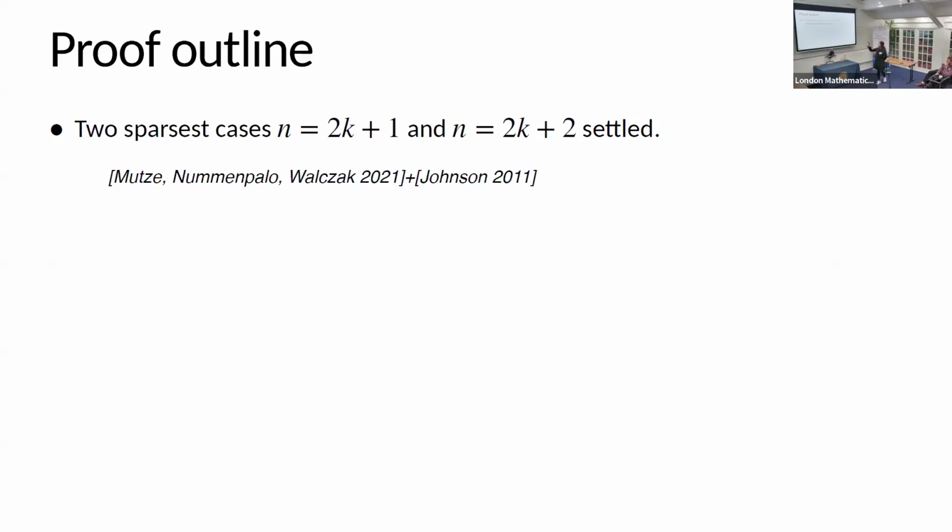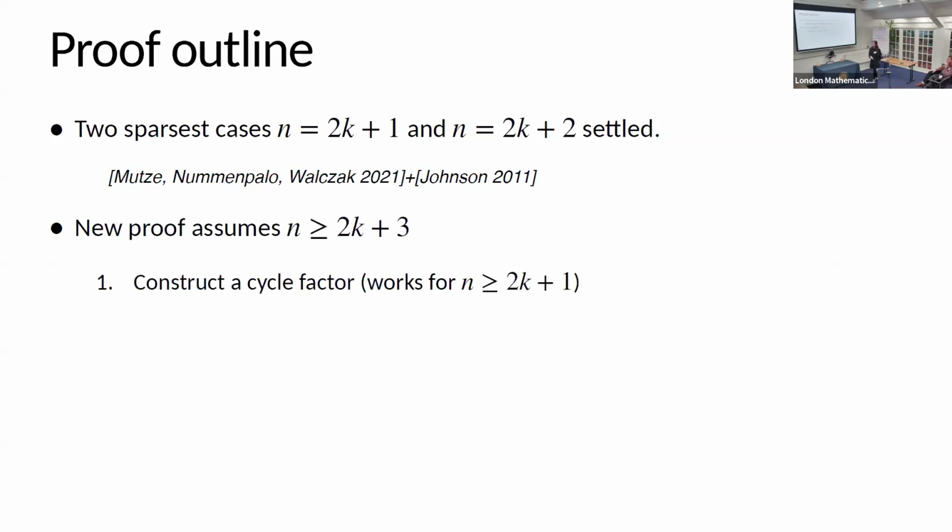So we saw that the sparsest cases, when n equals 2k plus 1 and n equals 2k plus 2, were already settled before this result. Yeah, so these are the previous papers that settled these cases. So our new case will assume that n is at least 2k plus 3. So this means that even with our new result, the old two results are not obsolete. One would still need them if you want to claim that all Kneser graphs are Hamiltonian.